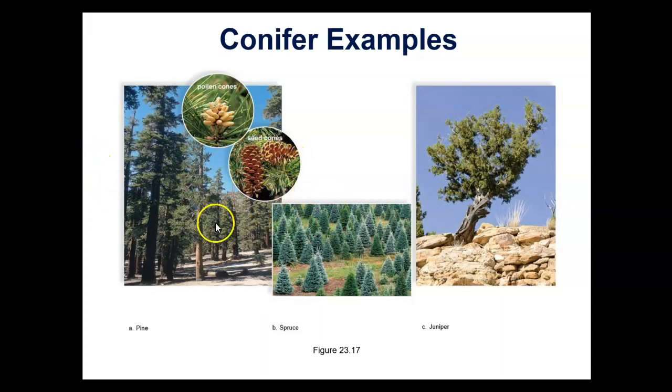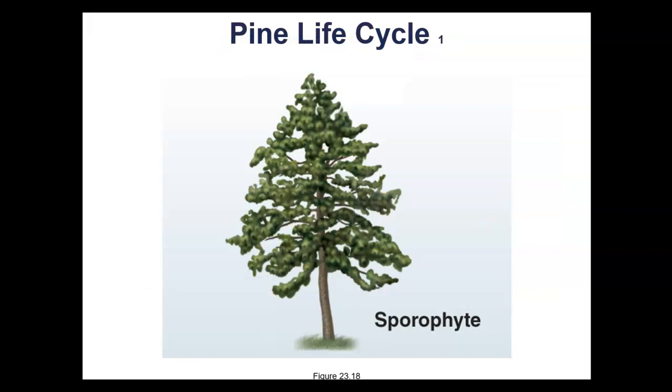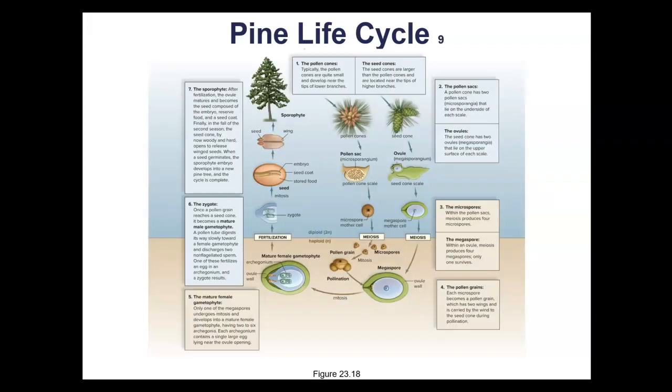And these are different examples of conifers here. We've got the pine tree on the left, the spruce pine tree, and then the juniper. These are all conifers. And we're going to look at the life cycle of a pine tree, although I will only ask you on your next exam about the moss and the angiosperm life cycle, but it's interesting to look at it.